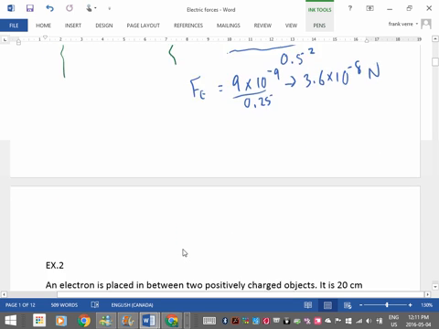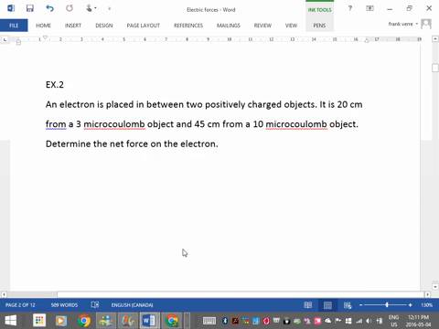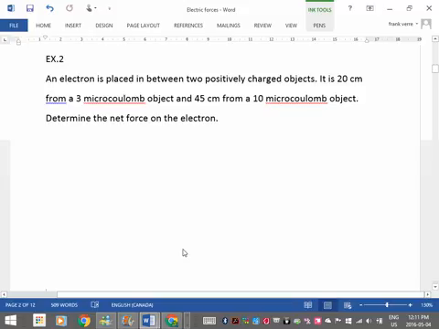Okay, let's look at another example. An electron is placed between 2 positively charged objects. It is 20 centimeters from a 3 microcoulomb object and 45 centimeters from a 10 microcoulomb object. So we can visualize it like this. Here is one object. Here is the other object. And we have an electron in the middle that's negatively charged. I shouldn't have really drawn it in the middle. It was actually closer to one side. So let me make sure we visualize this correctly.